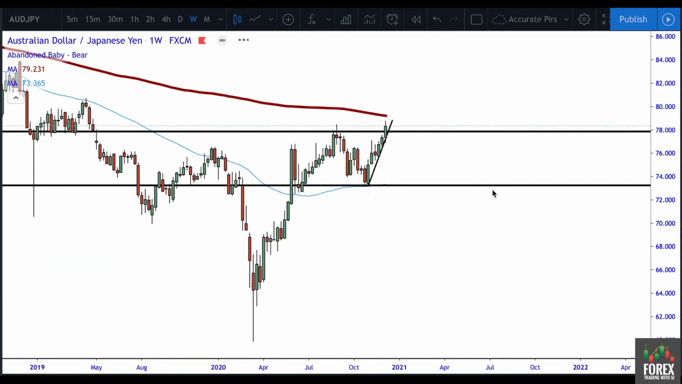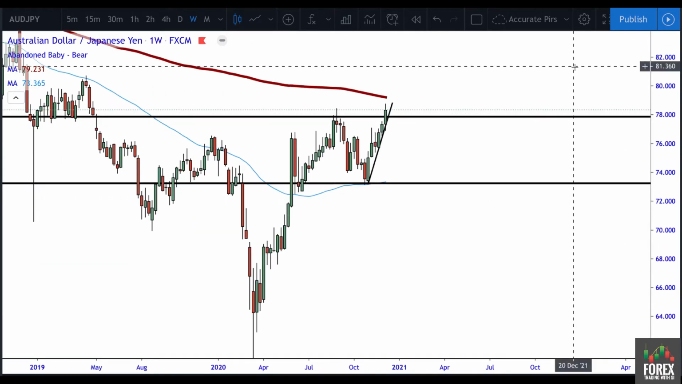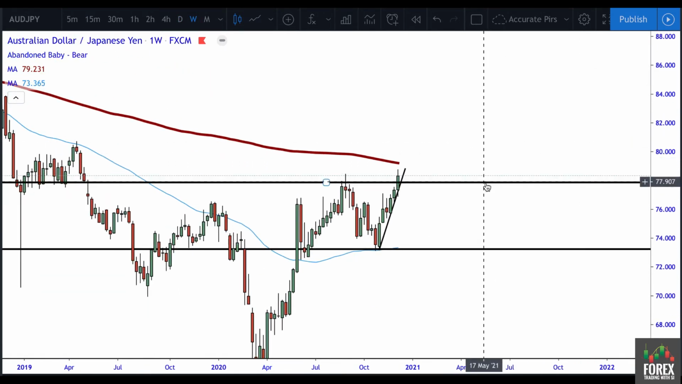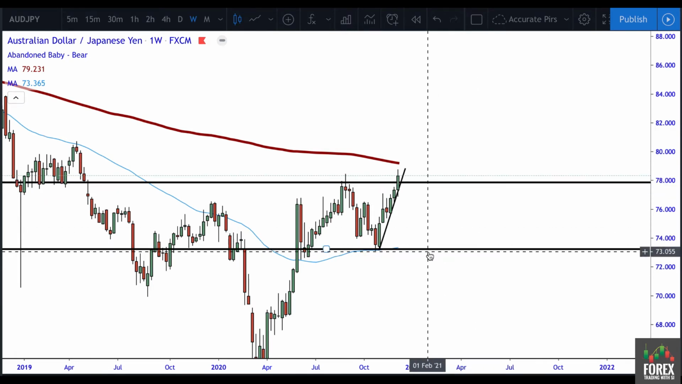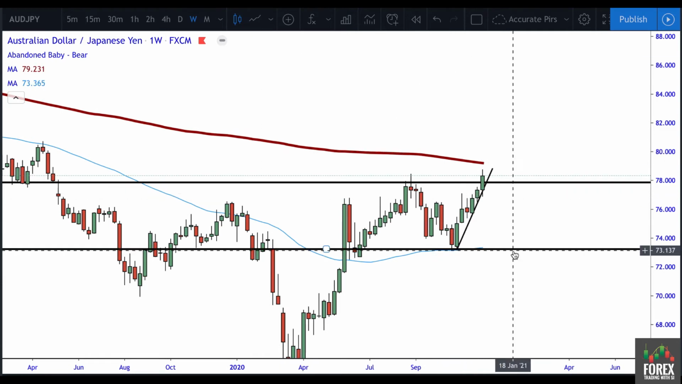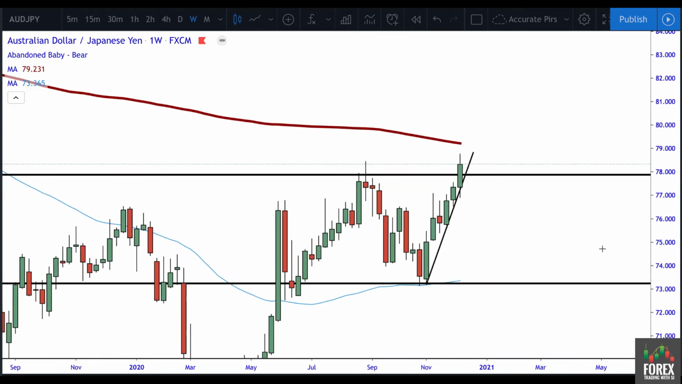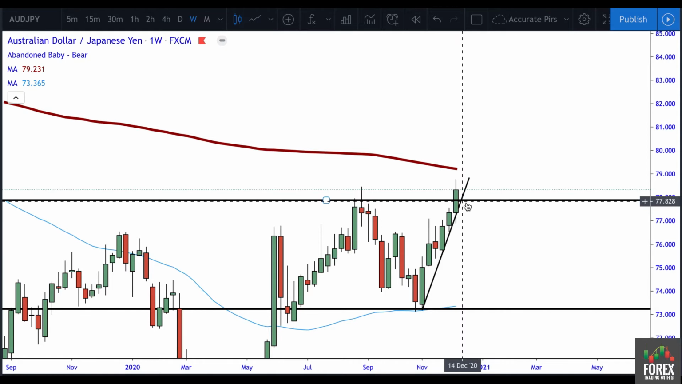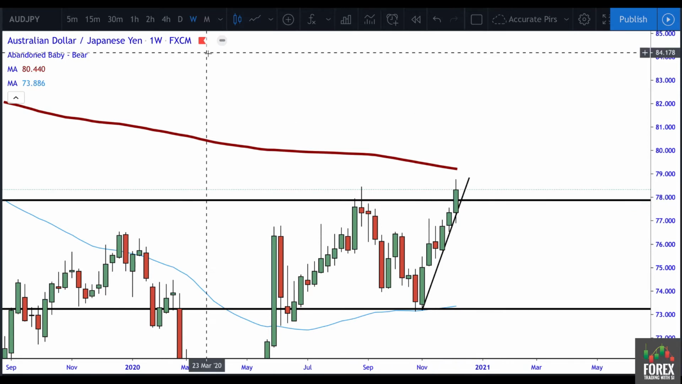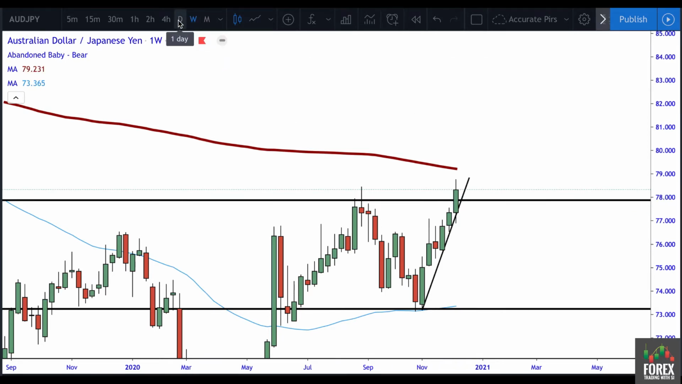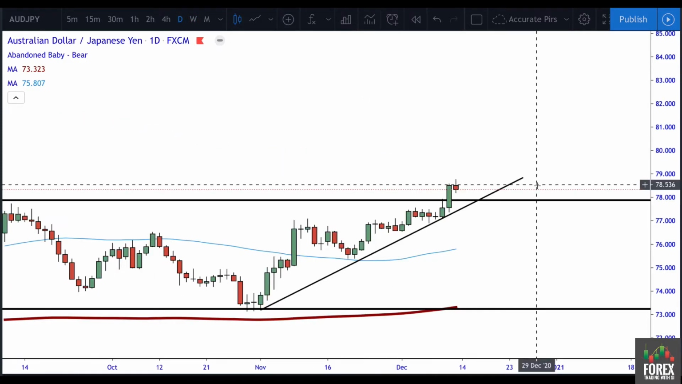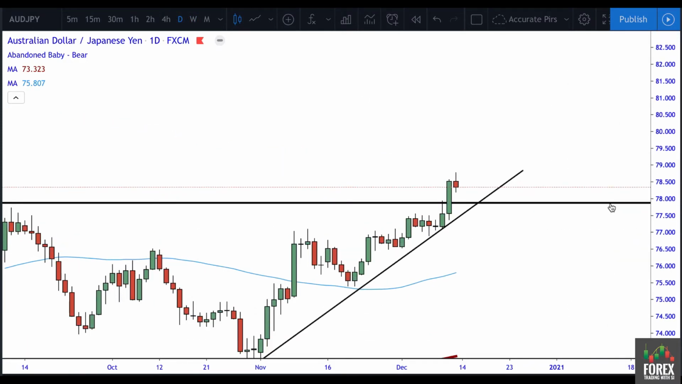Right, we're going on a weekly time frame. As you can see on the weekly time frame, this level here is marked out as my major resistance level, and 73.30 is my major support level. Last week's candlestick, we've had a close above my major resistance level, so it has now broken it. So what I'm waiting for now is to see how the market reacts to it in this week's trading session.